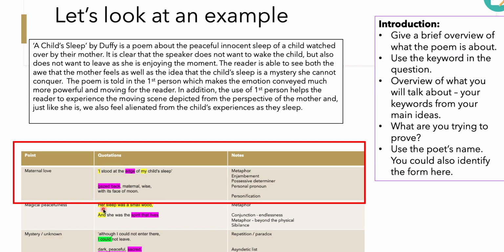So here is an example. We'll go through the introduction first of all, and then we'll look at the first point. So just a reminder over here of what your introduction should be doing. So here we've got A Child's Sleep by Duffy is a poem about the peaceful, innocent sleep of a child watched over by their mother. So I've given an overview of what the poem is about. I've also immediately used the poem's name and the poet's name.